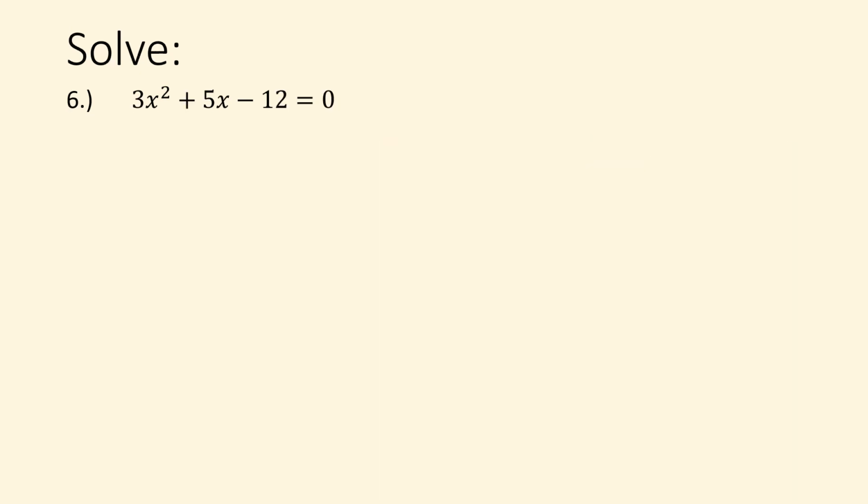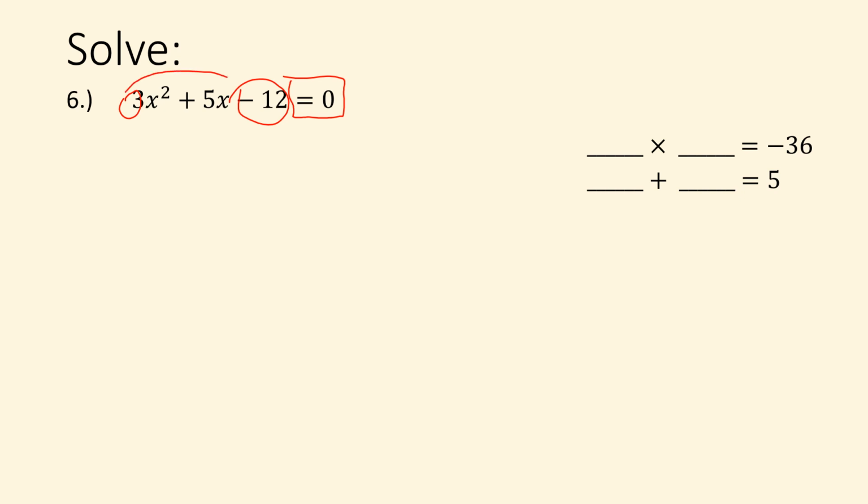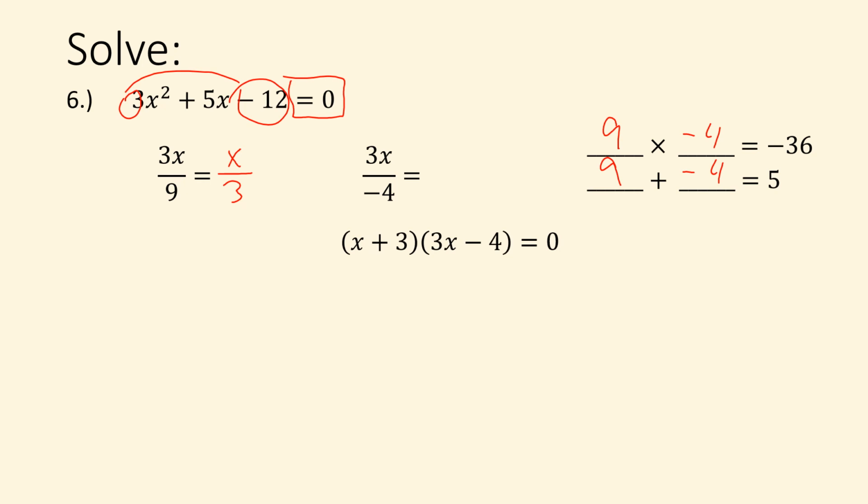Lastly, there's one additional thing in this problem. It's the fact that there's an equal to 0 at the end of it. We do it the same way we did the other ones. Start off by multiplying these two outside numbers. Just ignore the 0 for now. So blank times blank equals negative 36. They add to 5. So 9 and negative 4 would give us those two combinations. That's 3x over 9, 3x over negative 4. This one we could simplify, x over 3. And it gives us this factored form, x plus 3, 3x minus 4.